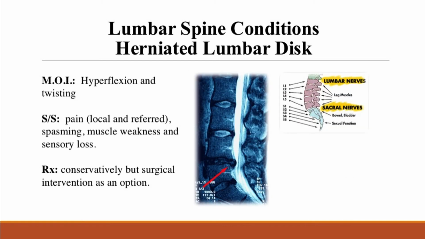Lumbar discs experience constant stress from faulty body mechanics and trauma. Hyperflexion and rotation are the most common mechanism of injury. The movement pinches the disc and causes it to either bulge or to herniate. The pain is the result of the disc compressing the spinal nerve or spinal cord. Symptoms of numbness, weakness, and bowel or bladder difficulties may also be present.